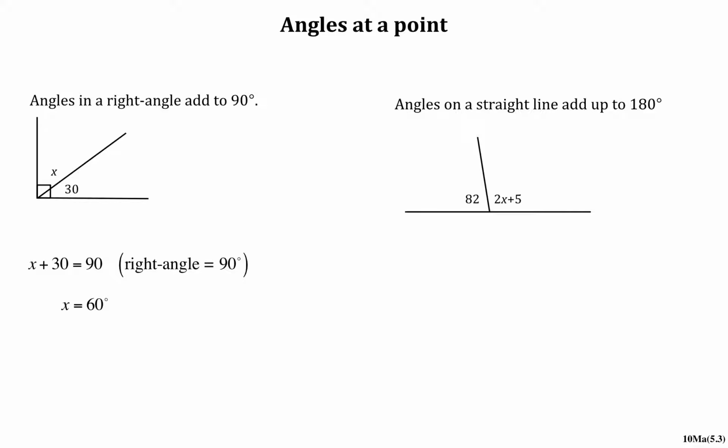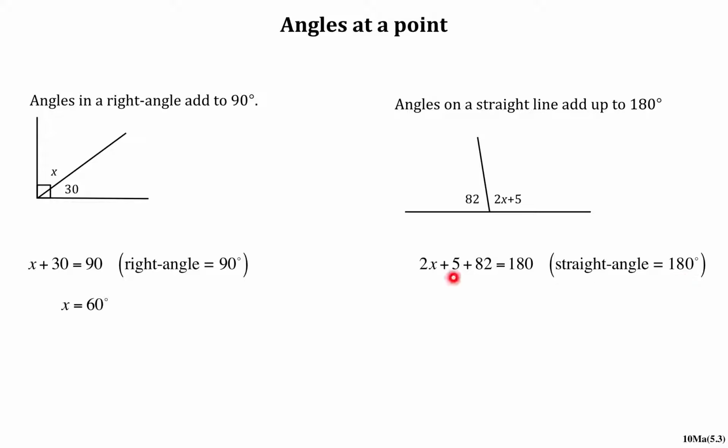Let's have a look at another situation. We know that angles on a straight line add up to 180, so in this particular question you've got two angles, a 2x plus 5 and an 82, so those two angles will add up to 180. So here we have our 2x plus 5, and there's our 82, adds up to 180. Why? Because they lie on a straight line. Straight angles add up to 180 degrees. You always give your reason.